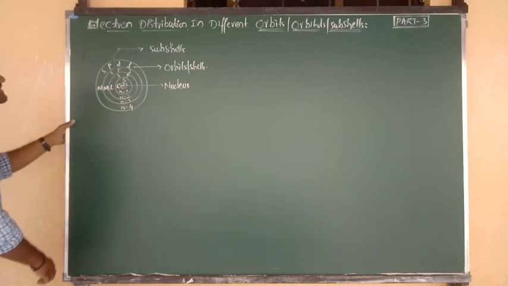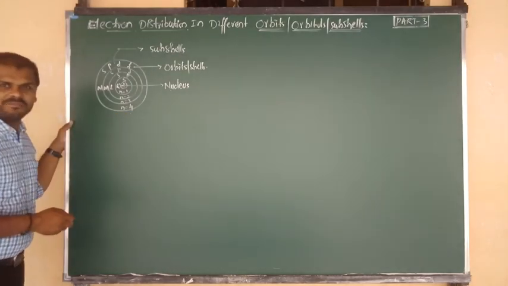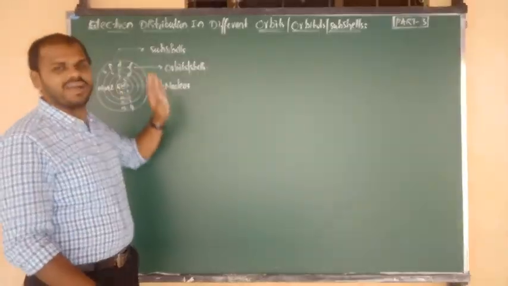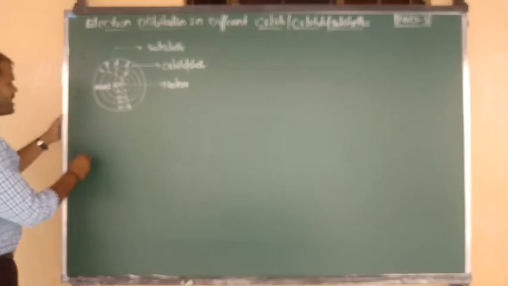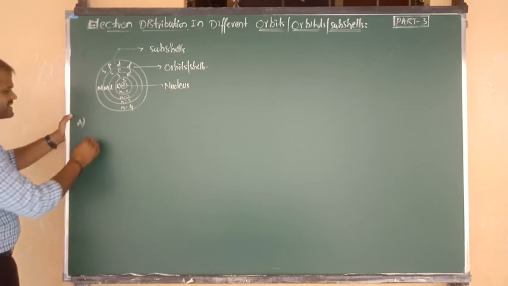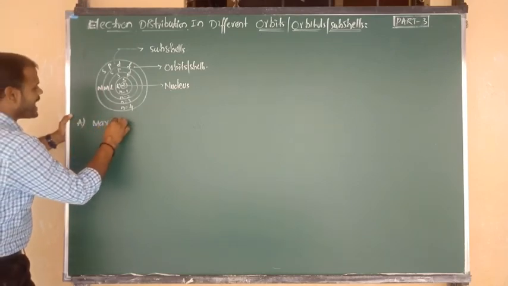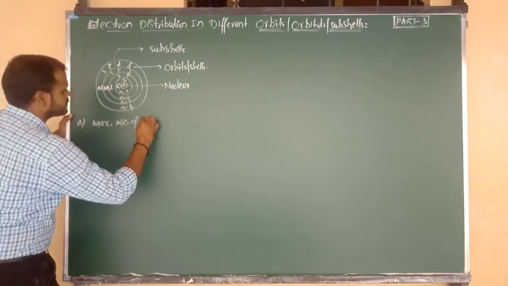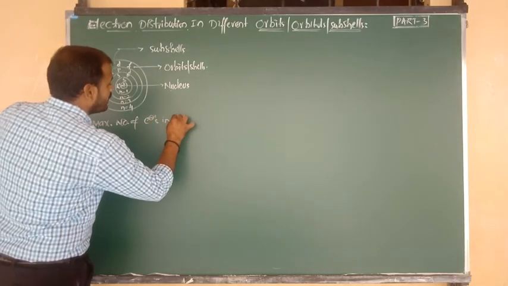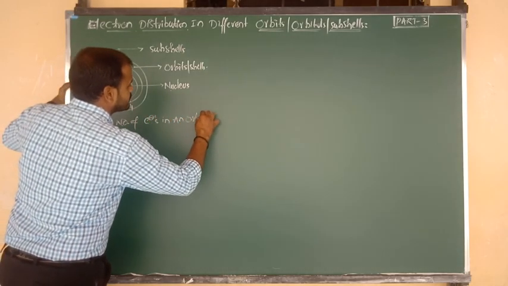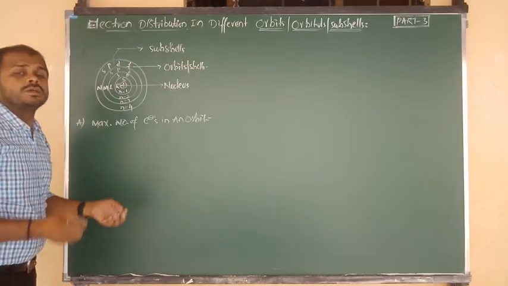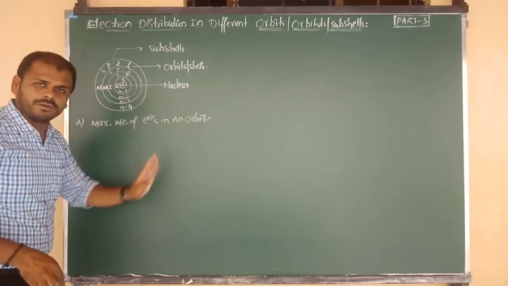So listen carefully. Now, by using this diagram and some formulas, we are going to calculate the distribution of electrons. First of all, I am going to give you one formula. Formula number 1 is the maximum number of electrons in an orbit. In a particular orbit, maybe 1, maybe 2, maybe 3, whatever it may be, how many electrons are there in that orbit?